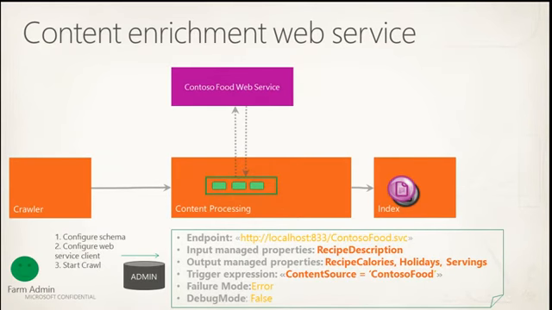And finally, the debug mode is something that you'll use when you're doing development. Basically, if you turn it on, the flow will just send all the managed properties on the item to the web service. So it won't send the ones that you configured. It will just send you everything so that you can take a look at which managed properties are there, what they look like, so you can build the logic in your web service. And then once you're ready to go into production, you'll switch the debug mode off.